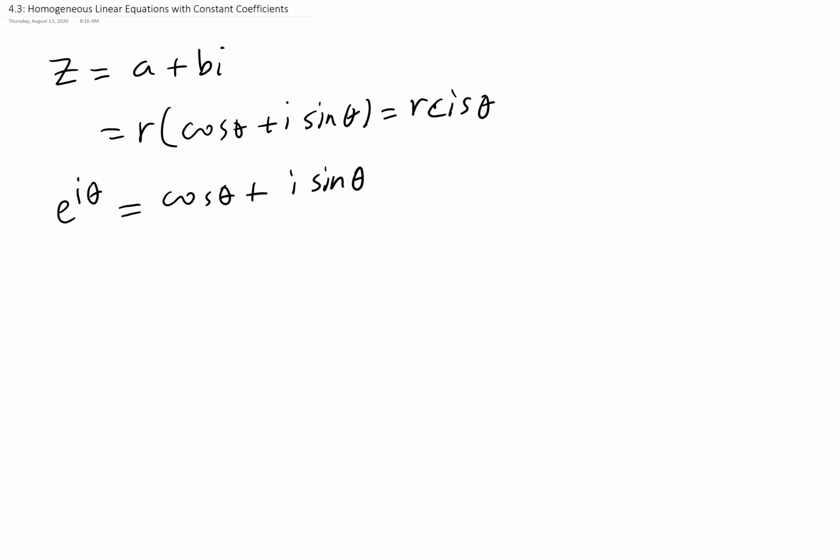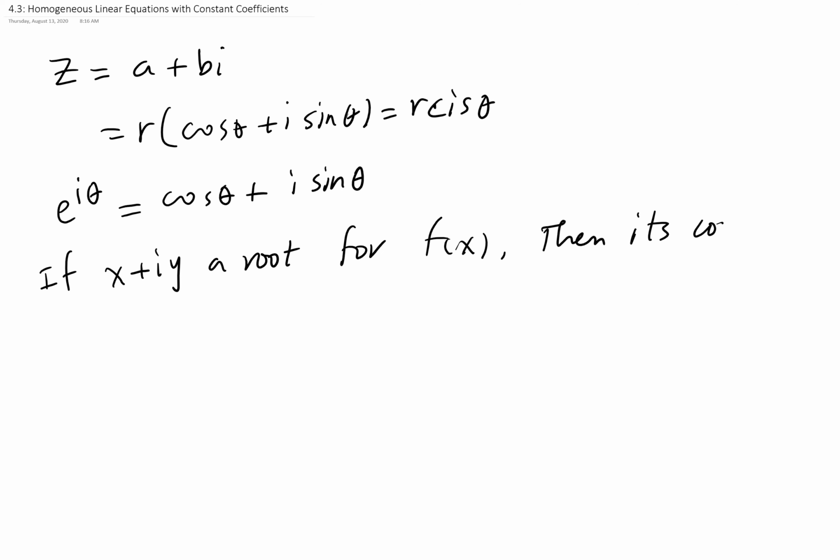And the next thing is, if in general x plus iy is a root for a function of x, then automatically its conjugate x minus iy is also a root for the same polynomial or function.